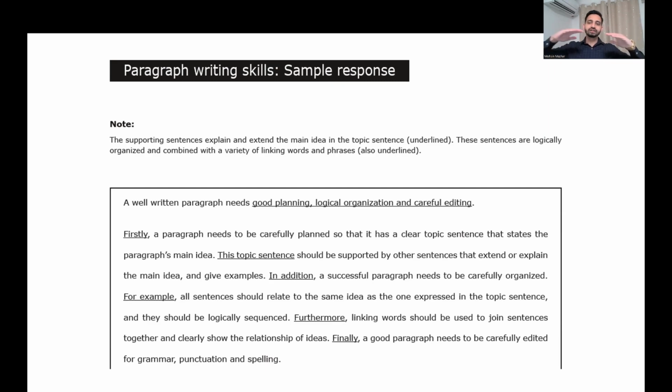Now, if you remember all of these underlined words, what are they? They are discourse markers, aren't they? They are discourse markers that help us to create a logic between sentences. To flow the sentences in a logical fashion, you need to use discourse markers like firstly, this topic sentence, in addition, for example, furthermore, and finally. All right, please use those. Don't underestimate them. Please use these discourse markers in your essay writing, and you're going to get really good results if you do that.